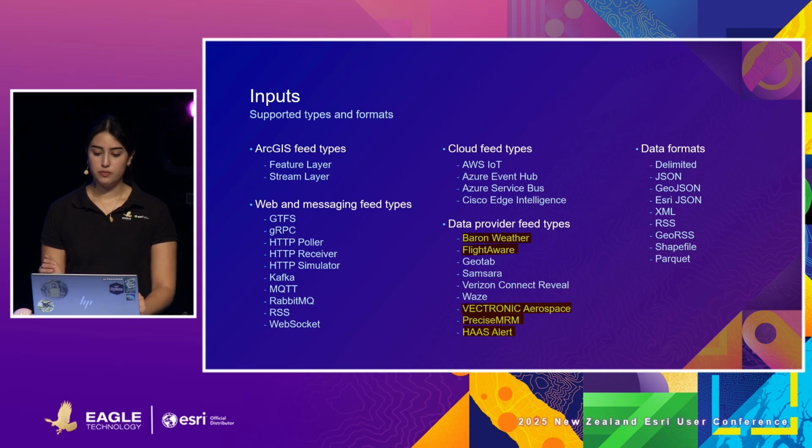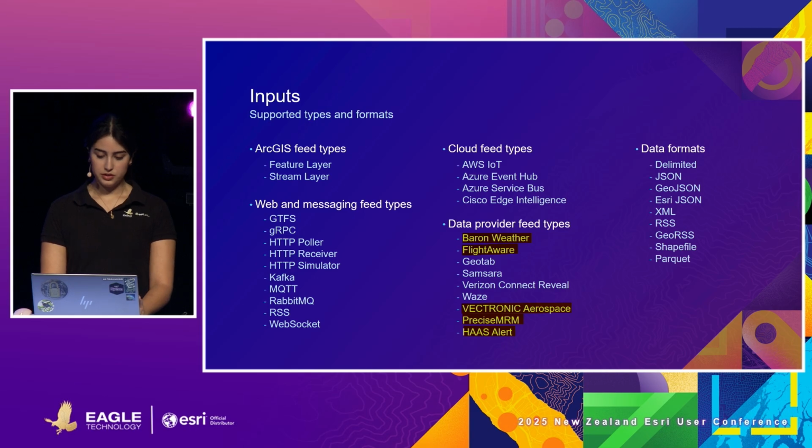So this slide shows the wide range of input types that are available in Velocity, but I'll just focus on the newest additions. So the highlighted ones are the newly added data provider feed types. So these are pre-built connectors that make it easier to bring in data from trusted third-party services.